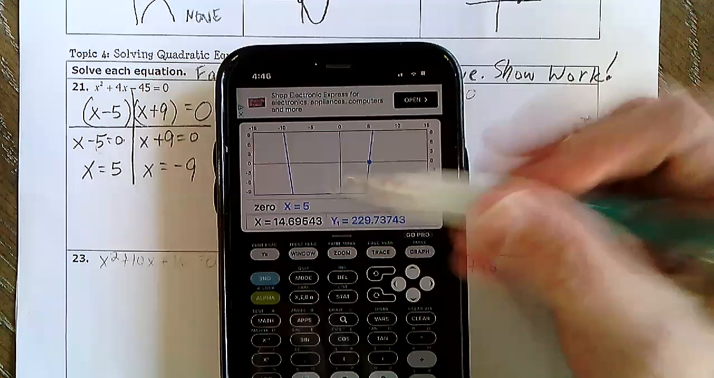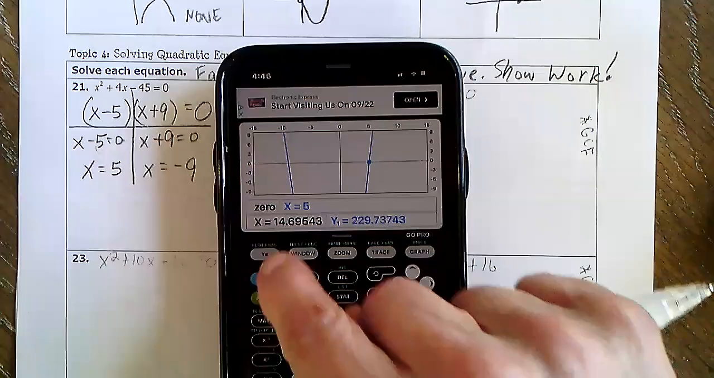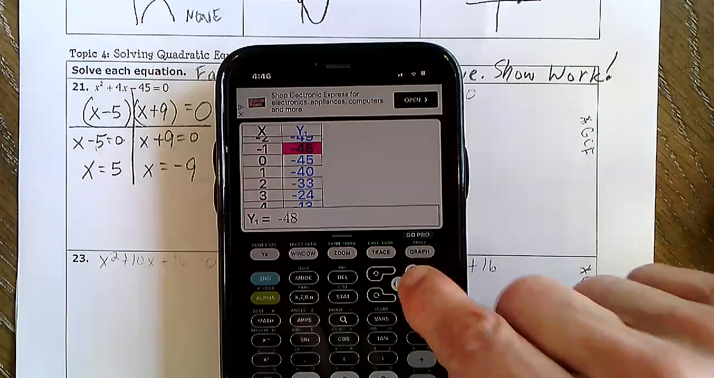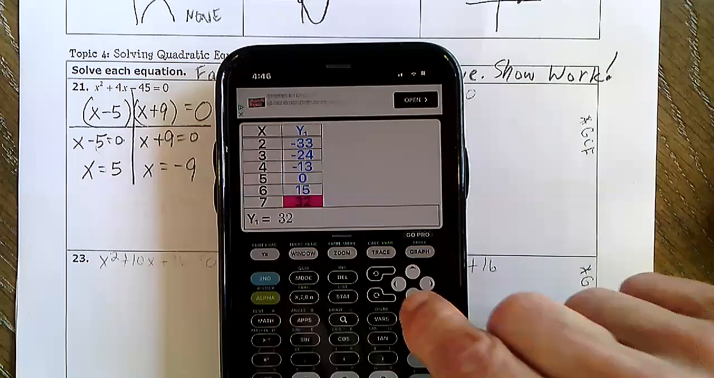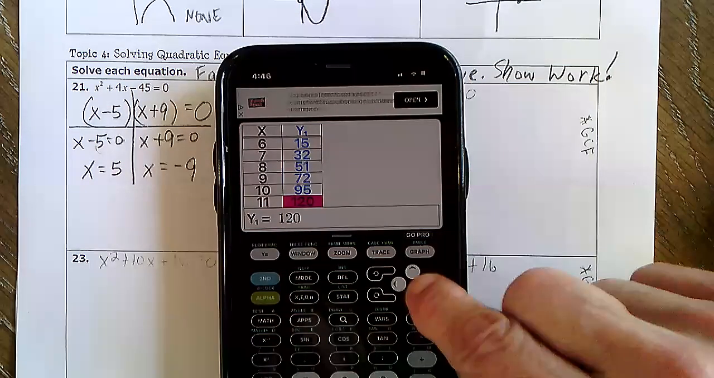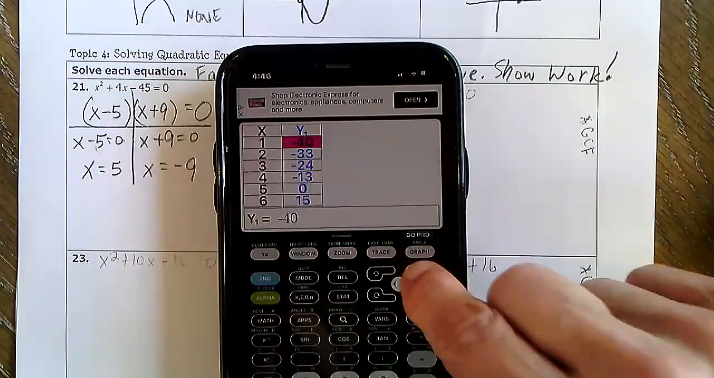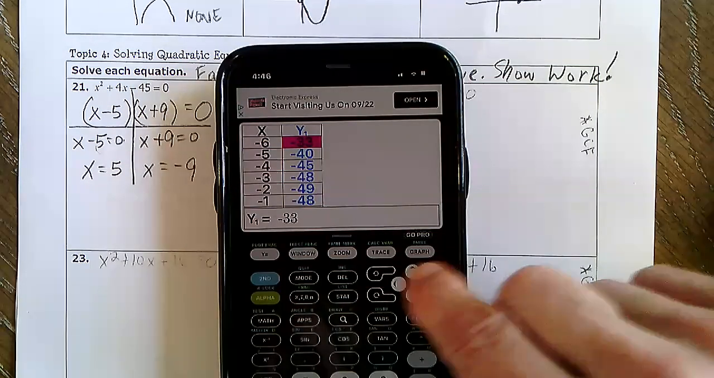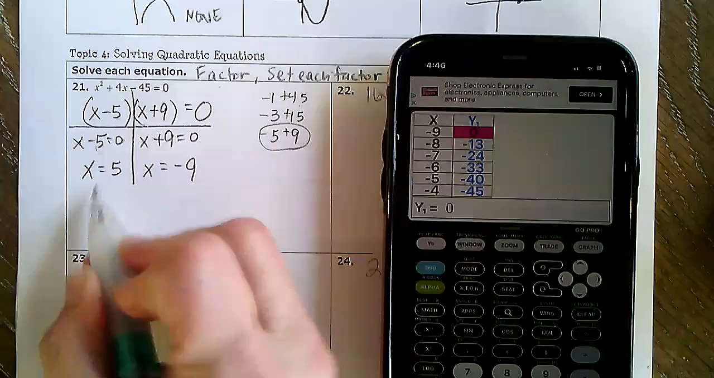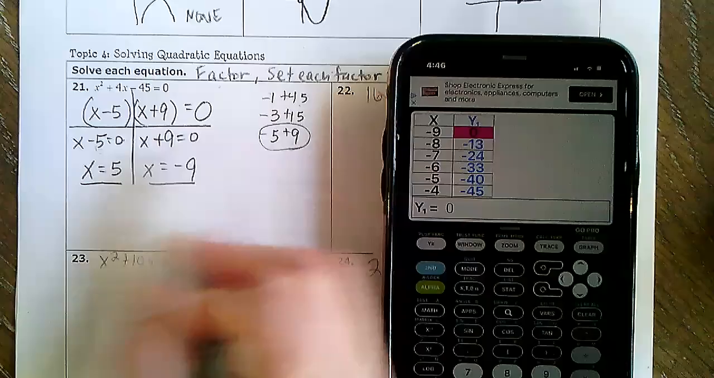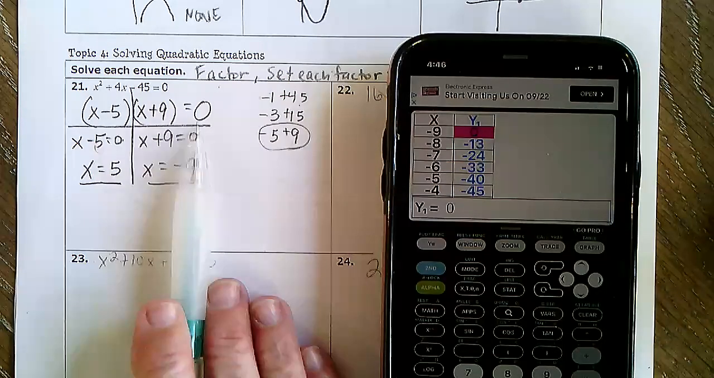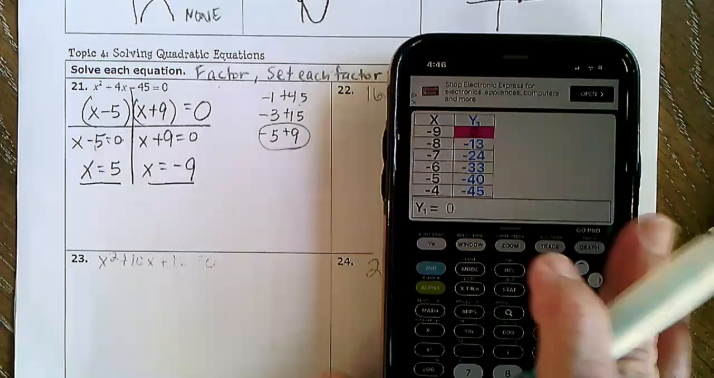Okay. I mean, you can see where it crosses, or you can even go to your table and find where y is 0. Y is 0 at 5, and y is 0 at negative 9. So you can find your zeros using your calculator on your table. There's your 2 answers. But I need to see that you factored it. So you have to factor it and then find your zeros. I'm going to want you to show your work on that.